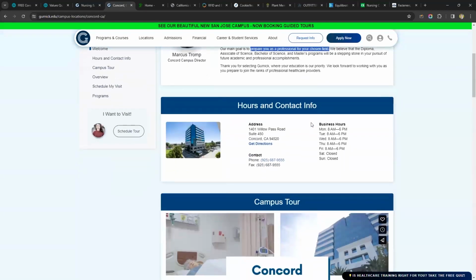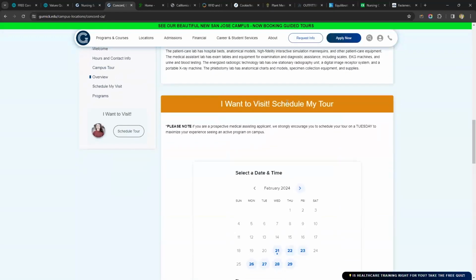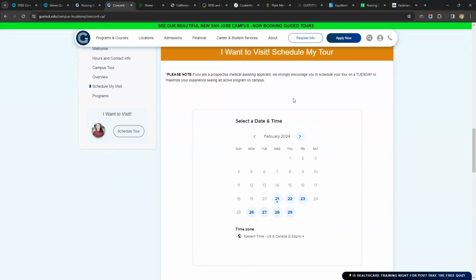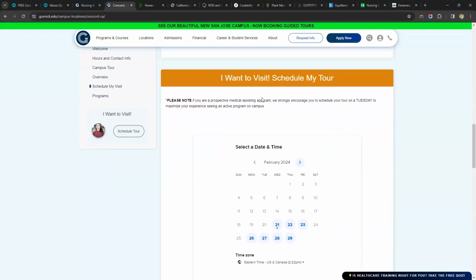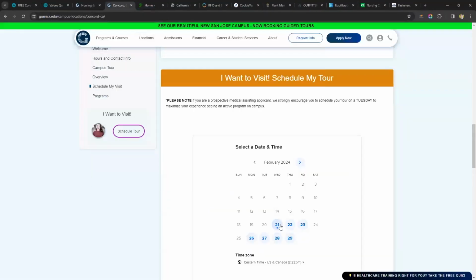And when I scroll down the page, I get to "I want to visit, schedule my tour." I'm not sure why this is here, because when I click on it, it takes me yet again to another page, in a Calendly, as opposed to the previous page I'm already on.